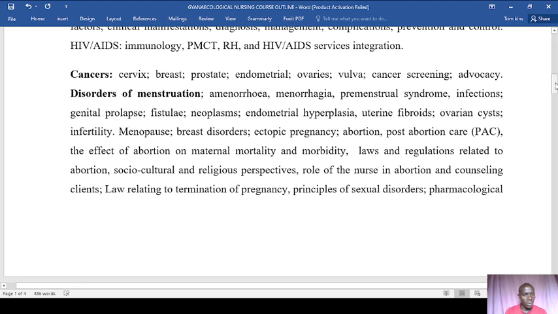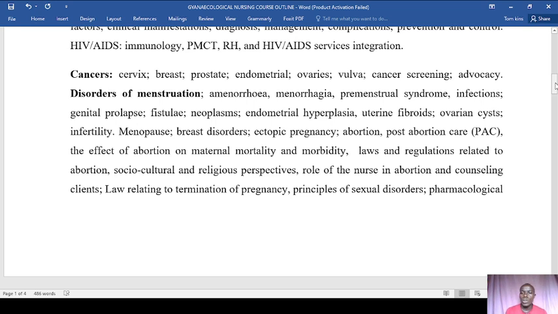Lastly, we look at the disorders of menstruation like amenorrhea, menorrhagia, premenstrual syndrome, infections, genital prolapse, the fistulas, and the neoplasms. Of course, that will partly be covered under cancers. We have endometrial hyperplasia, uterine fibroids, ovarian cyst, infertility, menopause, breast disorders, ectopic pregnancy, abortion, and post-abortion care, the PAC, and the effect of abortion on maternal mortality and morbidity.